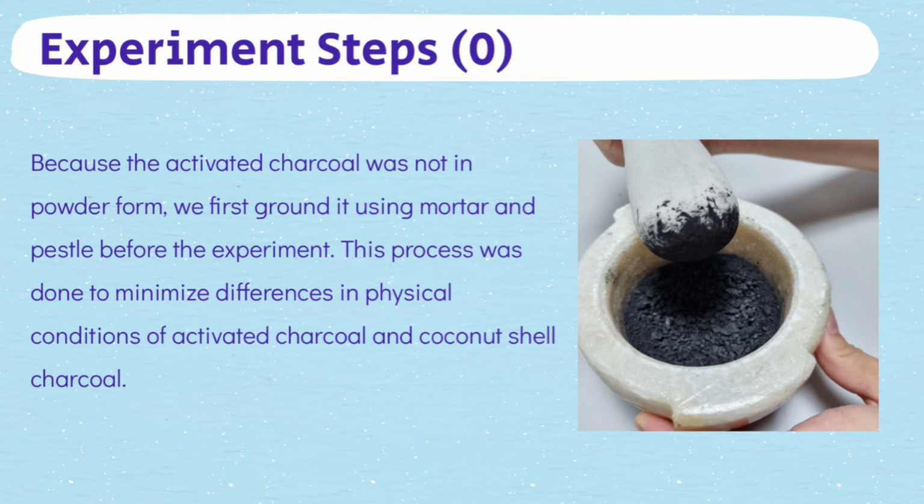Next, we will talk about experiment steps. Before the experiment was conducted, because the activated charcoal was not in powder form, we first ground it using mortar and pestle. This process was done to minimize differences in physical conditions of activated charcoal and coconut shell charcoal.